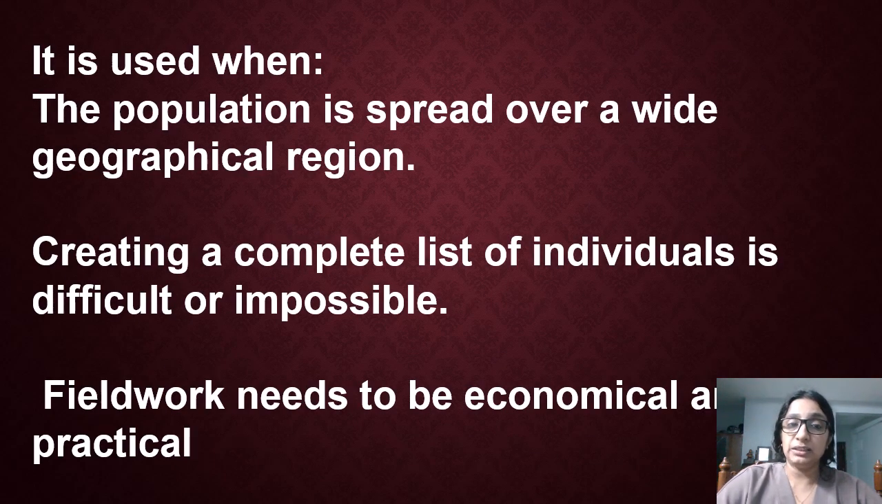In this slide, we are discussing about the uses of area sampling. It is used when the population is spread over a wide geographical region. Creating a complete list of individuals is very difficult or impossible. We can do area sampling as our cluster sampling procedure. Fieldwork needs to be economical and practical also. So when the population is very large, we can go to area sampling, the cluster sampling procedure.